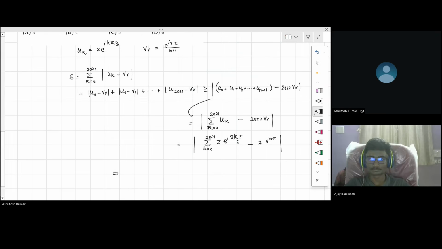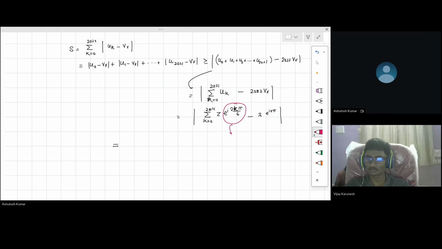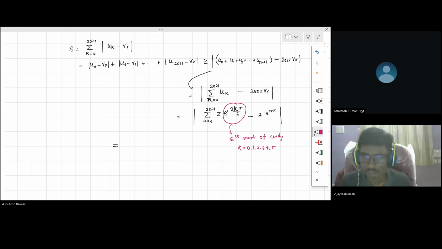But suppose you are not setting 0, then it doesn't matter what will happen, but you notice one thing here, that this is the sixth root of unity, correct? 2 pi by 6 means actually 2k pi by 6. When k is running from 0 to 5, then there will be six roots of unity. For k equal to 0, there is 1. For k equal to 1, 2 pi by 6. For k equal to 2, 4 pi by 6. For 3, it's like that, correct?